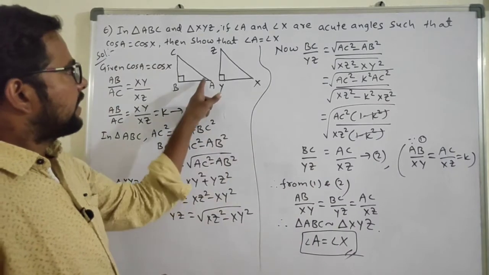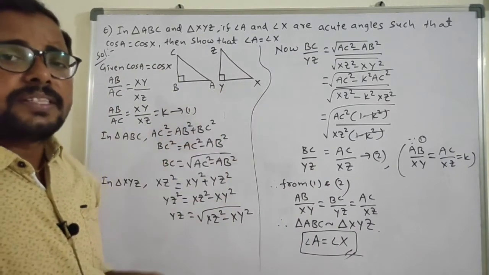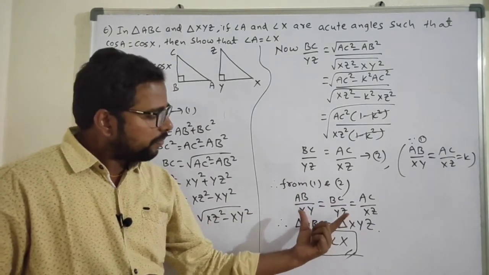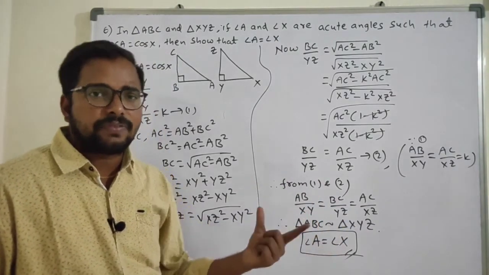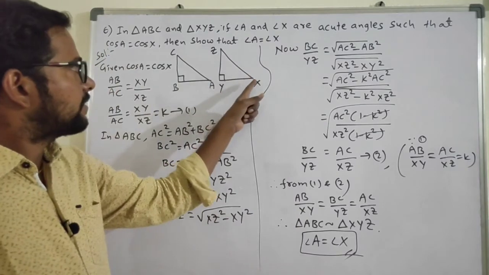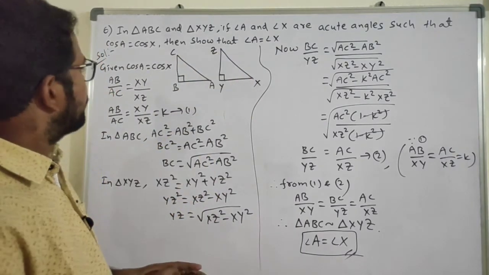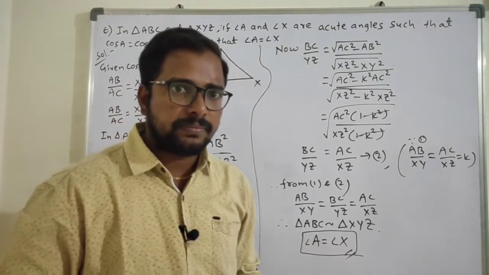Because angle A is equal to angle X, since corresponding sides are in the same ratio, therefore two triangles are similar. If two triangles are similar, corresponding angles are also equal. Angle A is equal to angle X, angle C is equal to angle Z. So this is the solution of the 6th question.